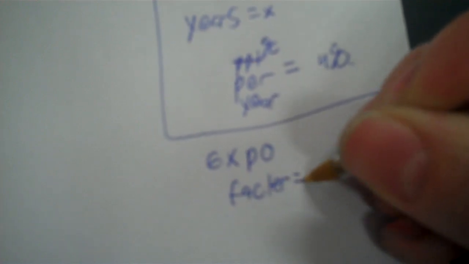Well, anytime we have an exponential, we need to identify what the exponent factor is. So this is a decay factor because it's decreasing, so we need to take 100% and subtract the 4%, and that's 96%. So you move the decimal twice to the left, and that's 0.96, okay? Now you can make a table if you want. You really could skip to the A times B to the X power if you wanted to, but if the table suits you, that's fine.